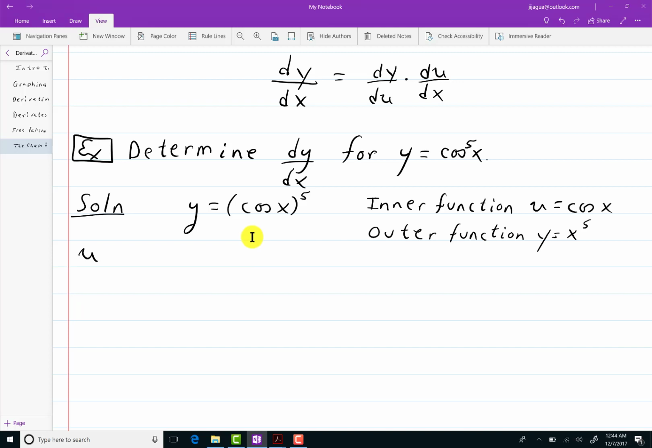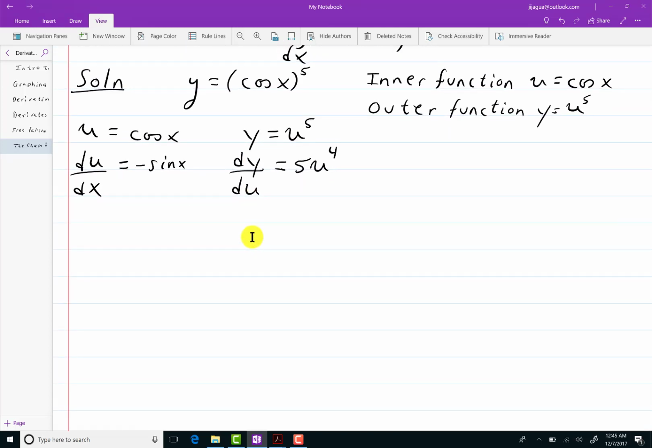I have u equals cosine of x, so du over dx equals negative sine of x. Now y equals u to the fifth. I probably should have said, back here, this is going to be u to the fifth because it's cosine to the fifth. So y equals u to the fifth. Then dy over du equals 5u to the fourth.